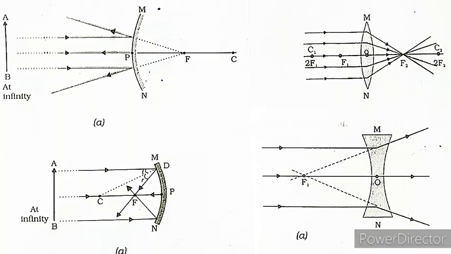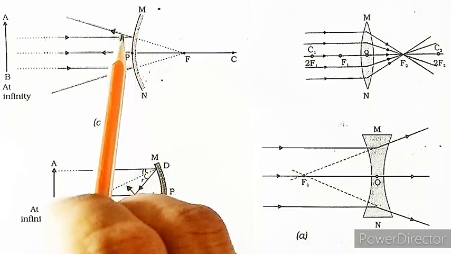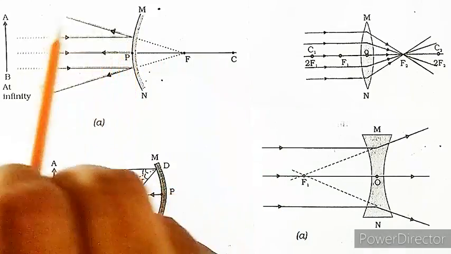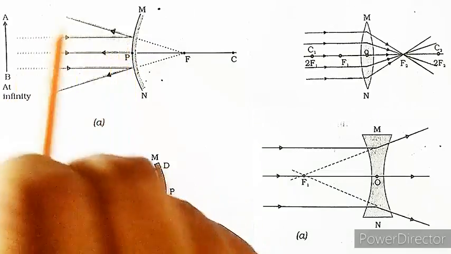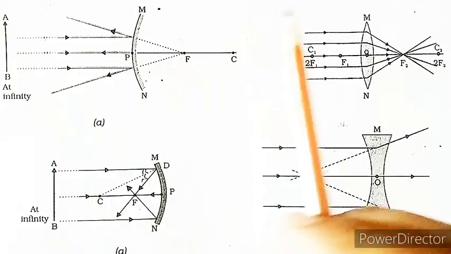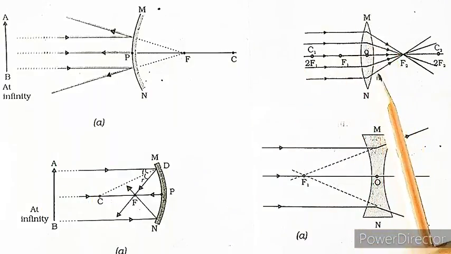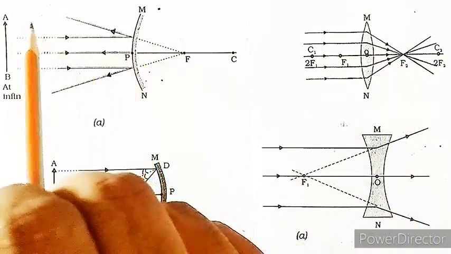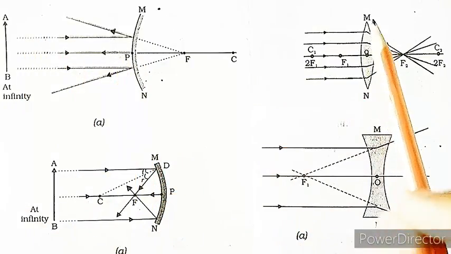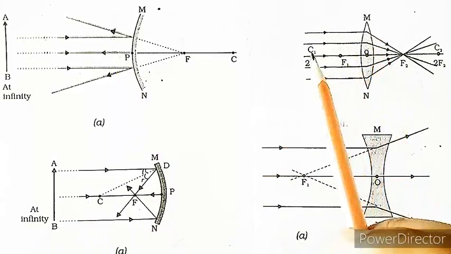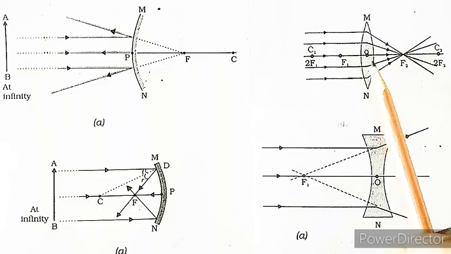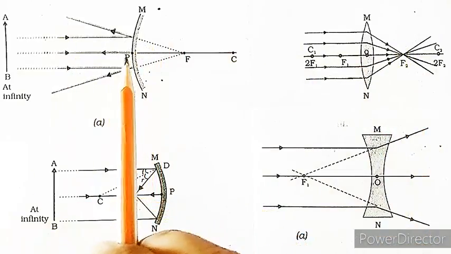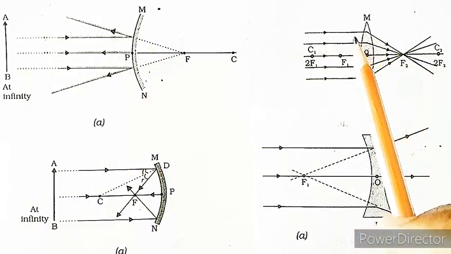Now the next difference will be, this is your convex mirror, and it is also called a diverging mirror, because you can see the rays of light are getting diverged. Whereas if you see the convex lens, the rays of light after refraction, they meet. So it is converging. It's a converging lens. Convex mirror is a diverging mirror, and convex lens is a converging lens.